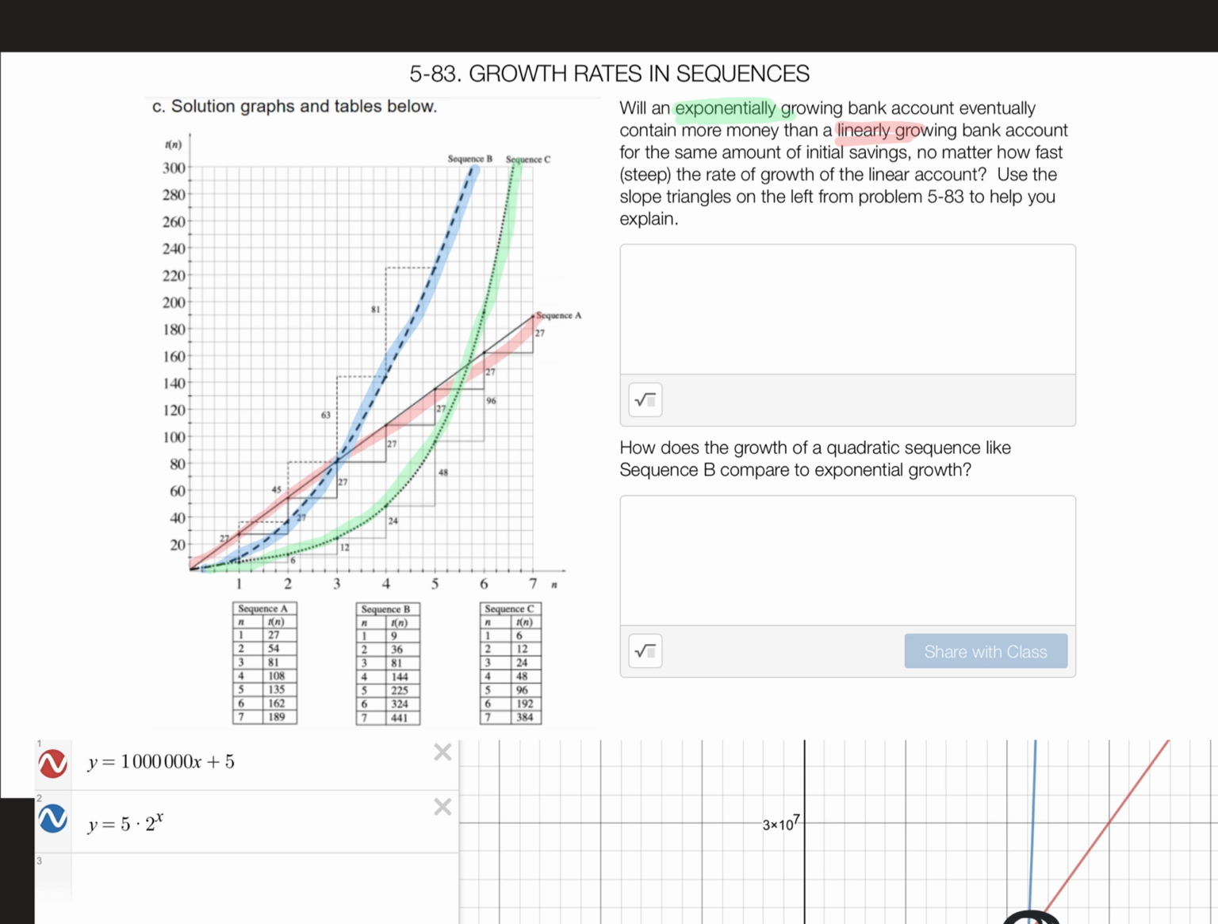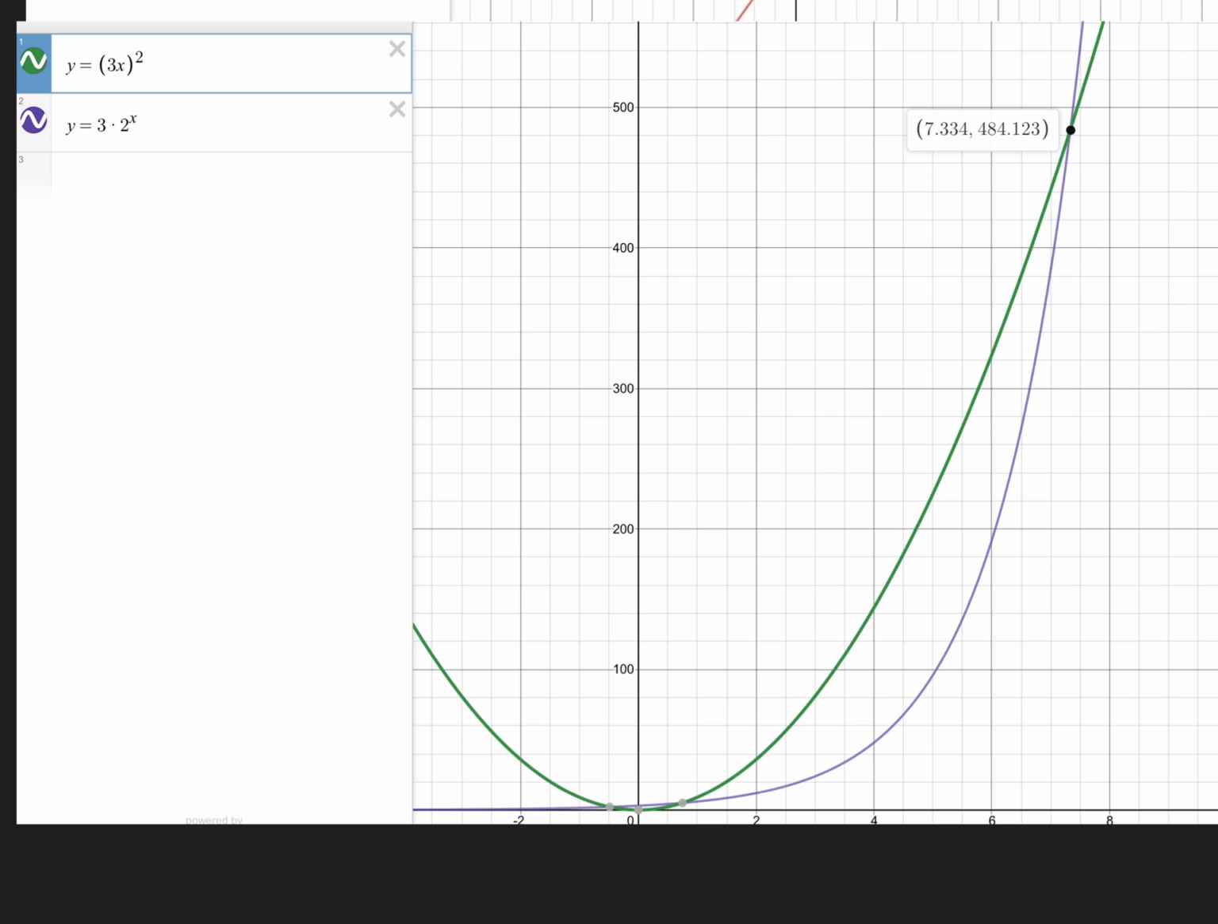And then how does the growth of a quadratic sequence like sequence B compare to exponential growth? So sequence B is a quadratic, and we haven't really talked about that yet. But the equation of a quadratic is just y equals x squared, which is the most basic quadratic. So we can look at in the long term how those two would compare. So let's look at these 2 equations if we go out a little bit further.